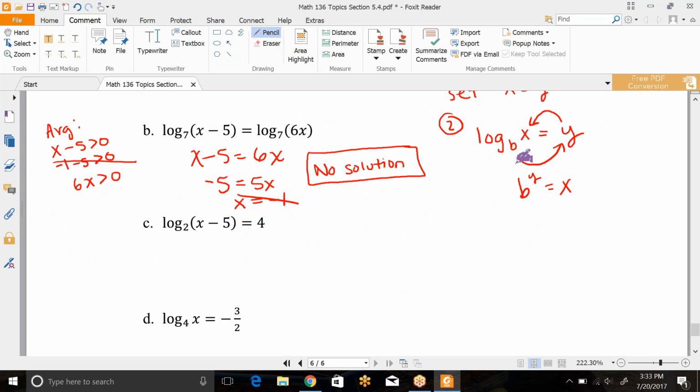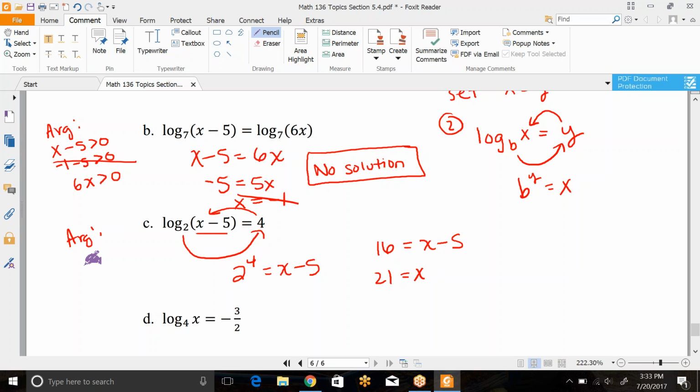For this one, this is a part 2, because notice there's no log on the right side. So this would be 2 to the 4th equals x minus 5. So 2 to the 4th we would work out. That's 16 equals x minus 5. Add the 5 over, this would be 21. So before I circle that, I need to check it. The only argument you have in this case is an x minus 5. So is 21 minus 5 greater than 0? Yes. So as long as that argument checks out, the solution is good.